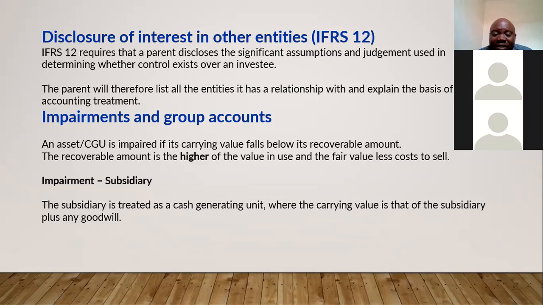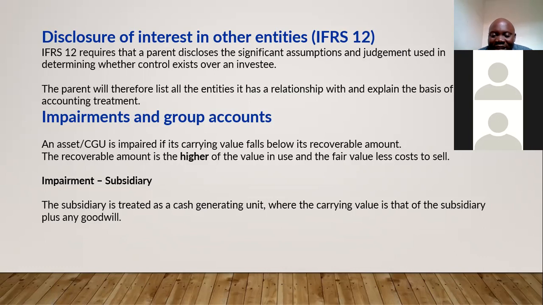Then we also have impairments and the group accounts. We're saying an asset or CGU is impaired if its carrying value exceeds its recoverable amount. Let me give this example. The carrying amount, say for company A, is 20, and that is what is on the balance sheet. Yet the recoverable amount is, say, 25. So whenever the carrying amount is below the recoverable amount, then you know that there is an impairment that has been done.